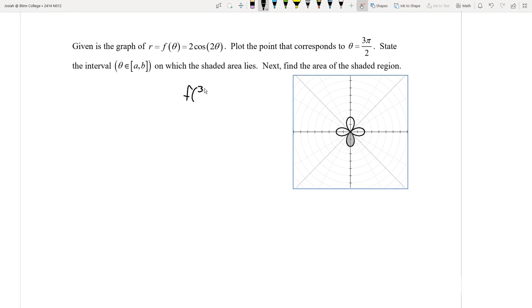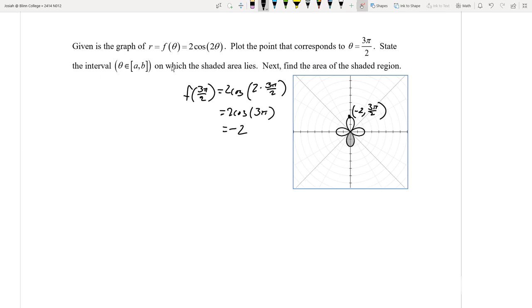So f of 3 pi over 2 is 2 cosine of 2 times 3 pi over 2. That's 2 cosine of 3 pi. That's negative 2, right? Negative 1 times 2. And so when we go to 3 pi halves, then we go around this way down to 3 pi halves. Negative 2, we go up through the pole up here. So this is negative 2, 3 pi over 2. Remember that our points are given as r, theta. Okay, so that's the point.